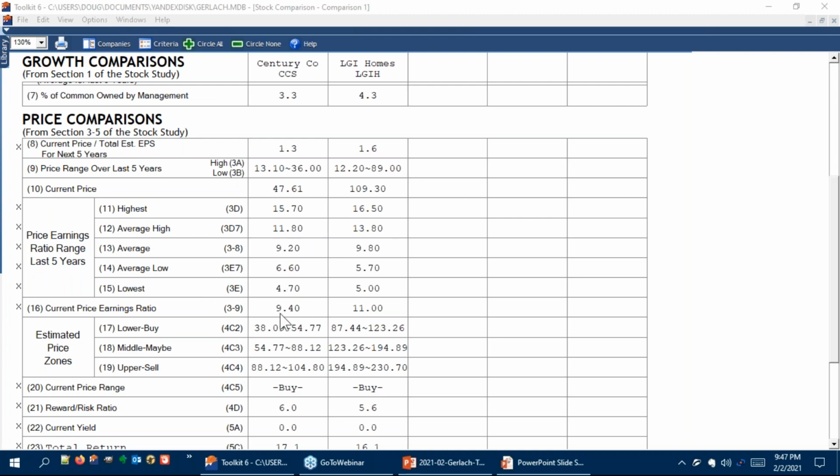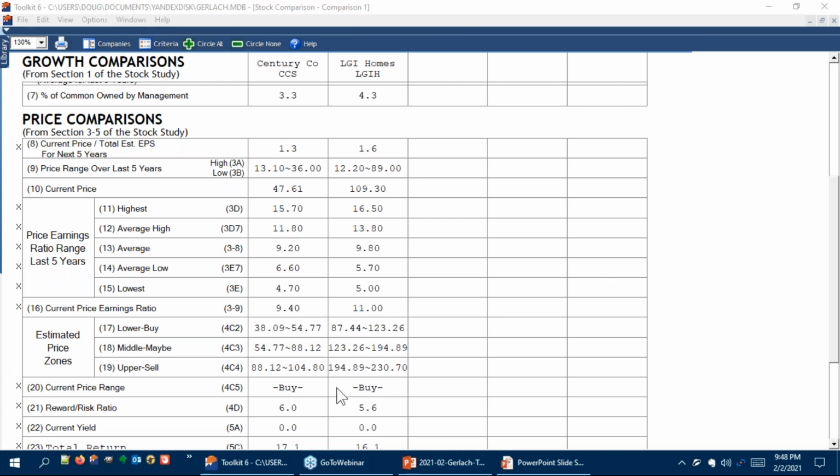The current PE ratio, Century Communities is at a 9.4 PE, while LGI Homes is at a PE of 11. So 9.4 times trailing earnings is a lot less expensive than 11 times. So that would win for me in that case.